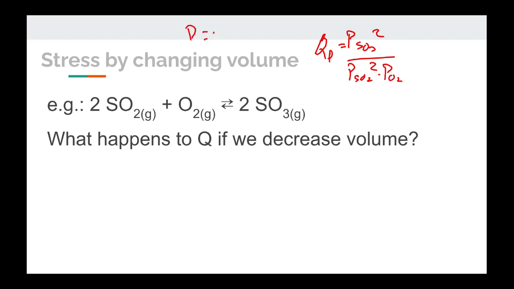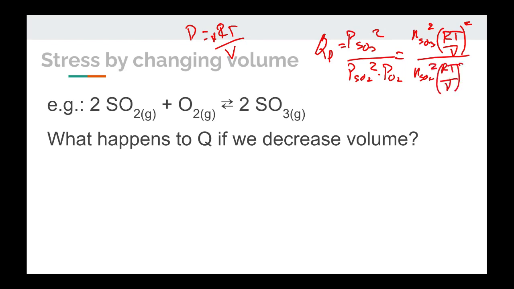But remember that P is equal to nRT divided by V. So this could be rewritten as number of moles of SO3 times RT over V, squared, over number of moles of SO2 times RT over V, squared, times the number of moles of O2 times RT over V, just raised to the 1 power. Now R and T are constants. We aren't changing T. R is always constant. And another thing that's true is we aren't changing the number of moles of anything here. We're just changing the volume.